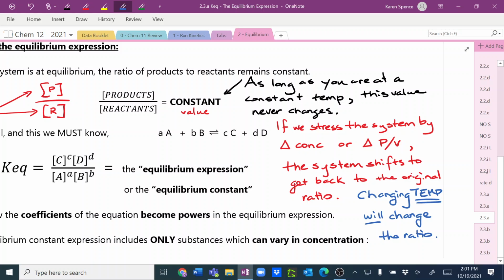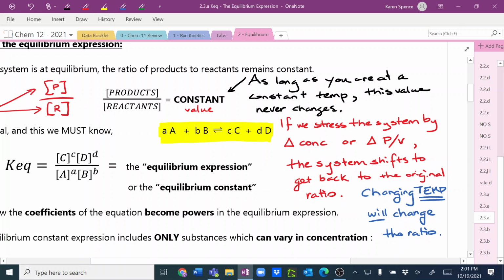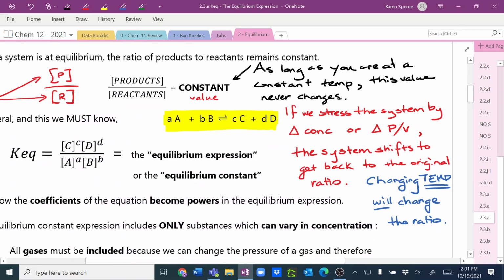So products over reactants, that's nice and simple. However, we need to be able to do it for specific equilibria. So it's not quite as simple. And this might look a little overwhelming at first, but the moment we've done a few examples and you've practiced it a little bit, you'll be like, oh, this is pretty easy, okay? So don't worry if this seems a little bit much.